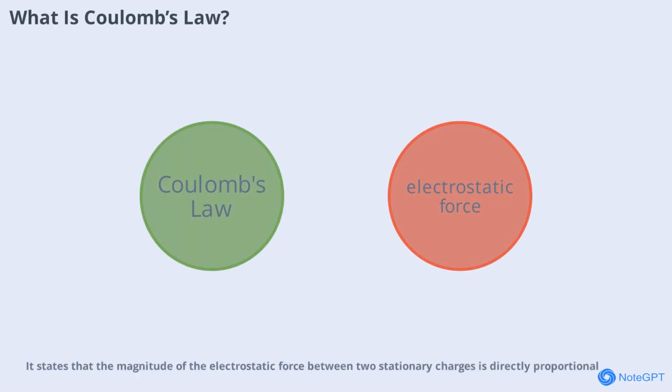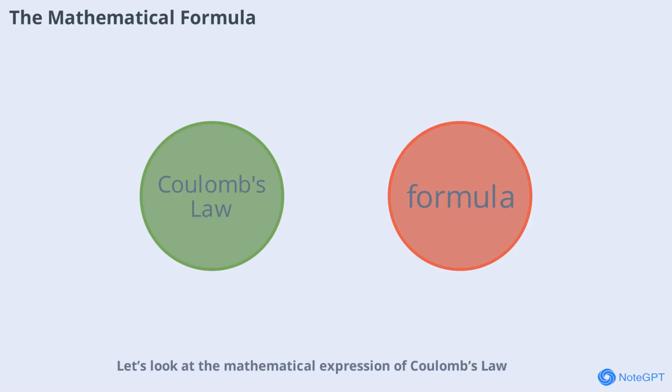At its core, Coulomb's law describes the force between two-point charges. It states that the magnitude of the electrostatic force between two stationary charges is directly proportional to the product of the charges and inversely proportional to the square of the distance between them. This means that as charges get larger, the force increases, but as they move further apart, the force decreases rapidly. This simple yet powerful relationship is fundamental to understanding how charged particles behave in everything from atoms to large-scale electrical systems.